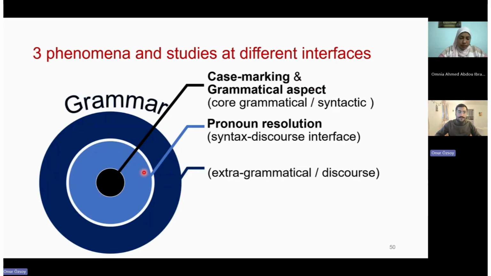And then we have the outside level, right? The dark blue, that's the extra grammatical or discourse level. So language information that isn't connected to grammatical systems very much. For this, I don't present a study today, but we can talk about these as well. I've worked on that. But we have the interface between the core grammar and the extra grammatical level, which, for example, is the syntax discourse interface. And there we have a study on pronoun resolution. That is work in progress that I can also talk about.